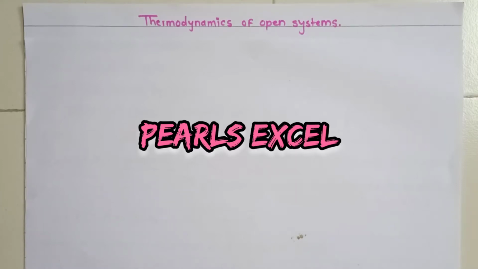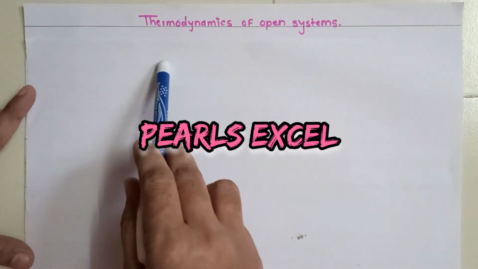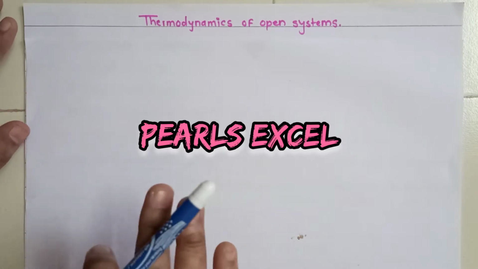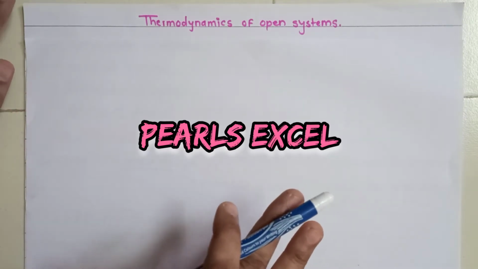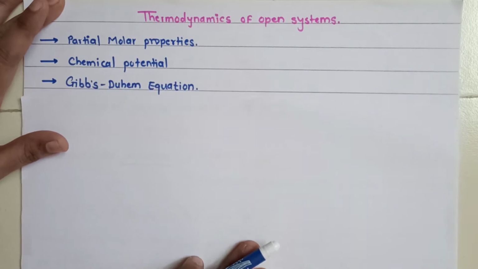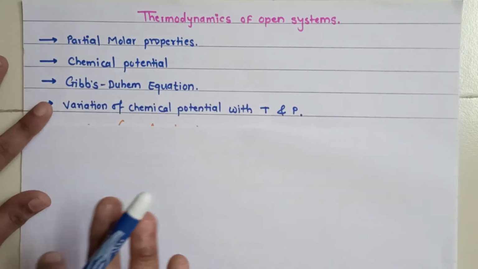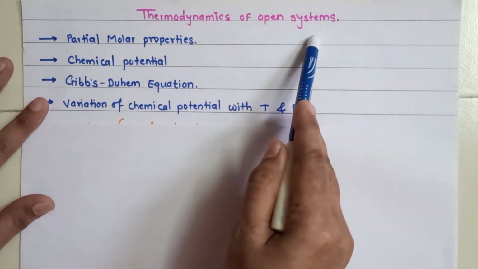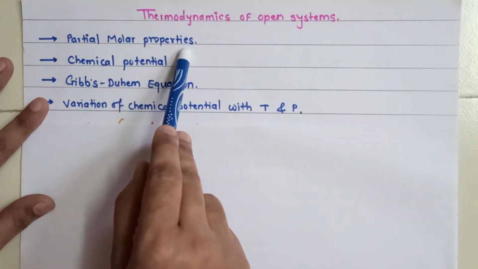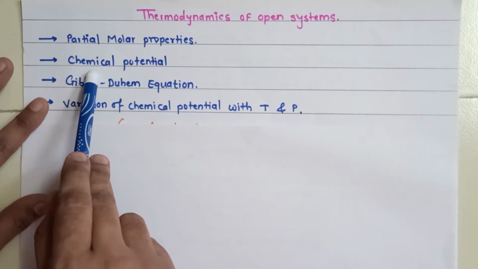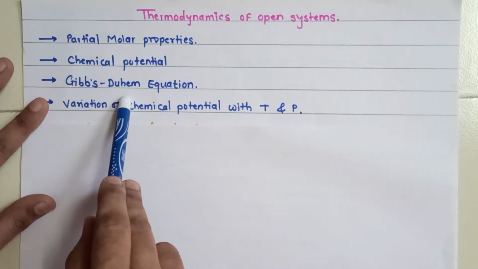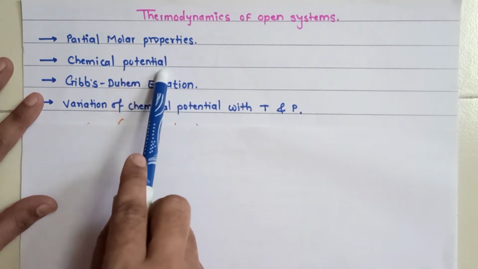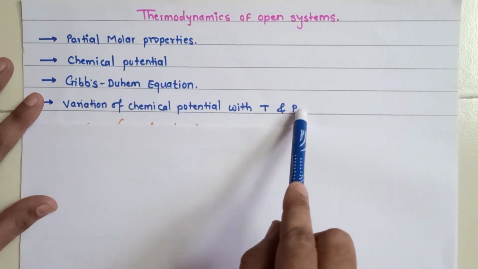So today in this session we are going to discuss thermodynamics of open system. When we study the thermodynamics of open system, under this particular category we cover many topics. Your first topic will be partial molar properties, second chemical potential, third Gibbs-Duhem equation, and the last one will be the variation of chemical potential with respect to temperature and pressure.